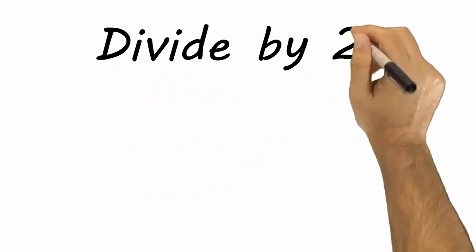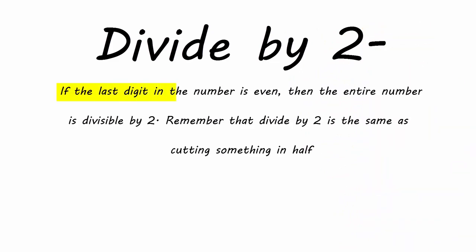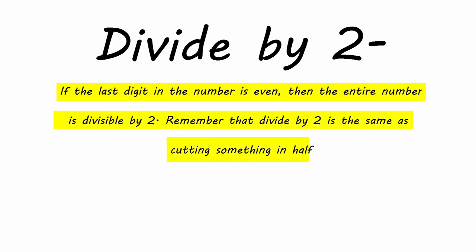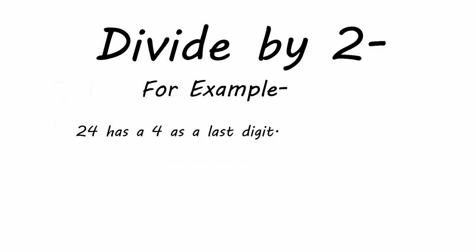Divide by 2. If the last digit in the number is even, then the entire number is divisible by 2. Remember that divide by 2 is the same as cutting something in half. For example, the number 24 has 4 as the last digit. 4 can be divided by 2, so 24 can be divided by 2 also.